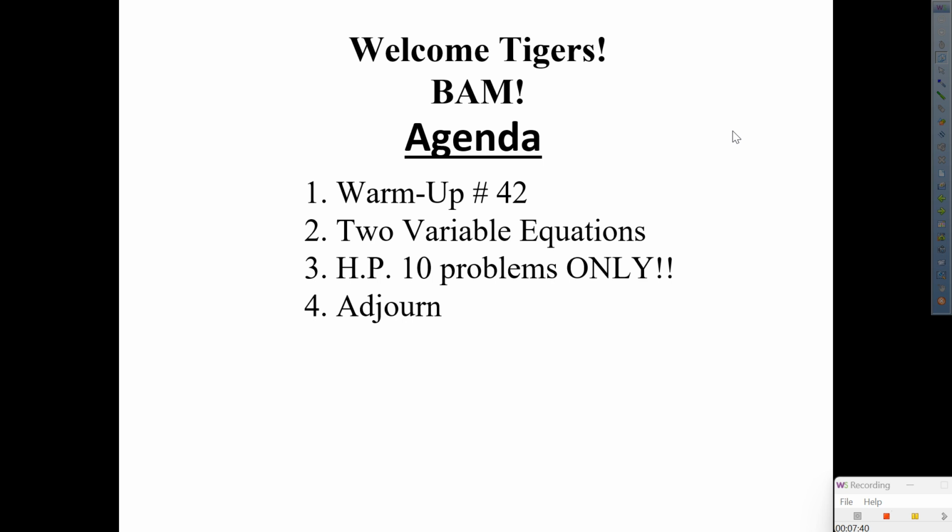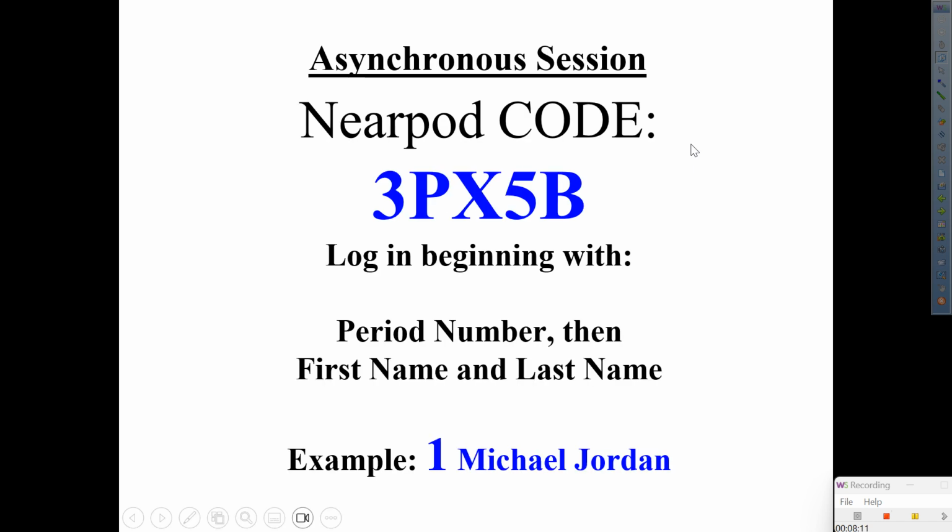All right, we good? So, code for your home plate tonight, ready? 3px 5b.